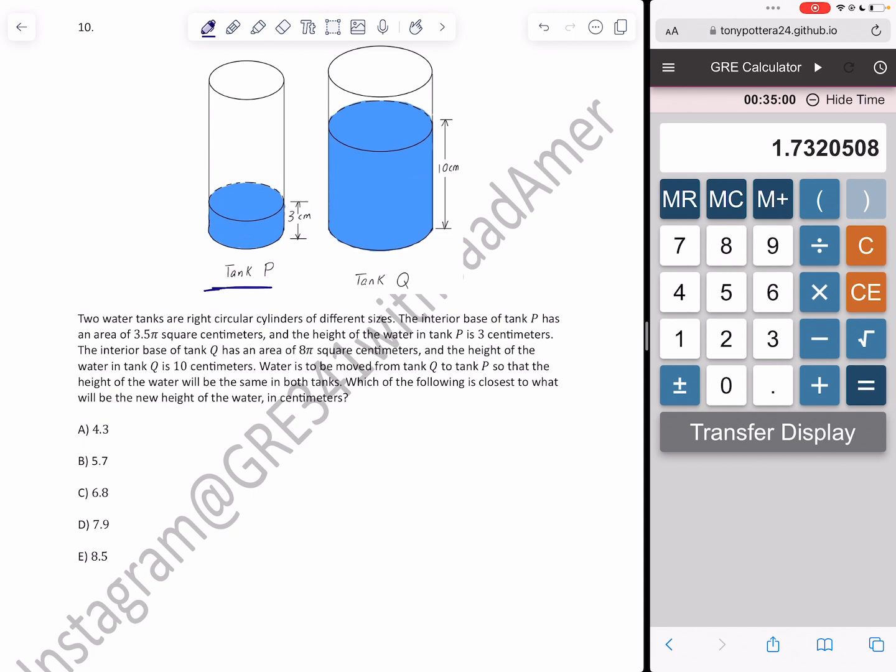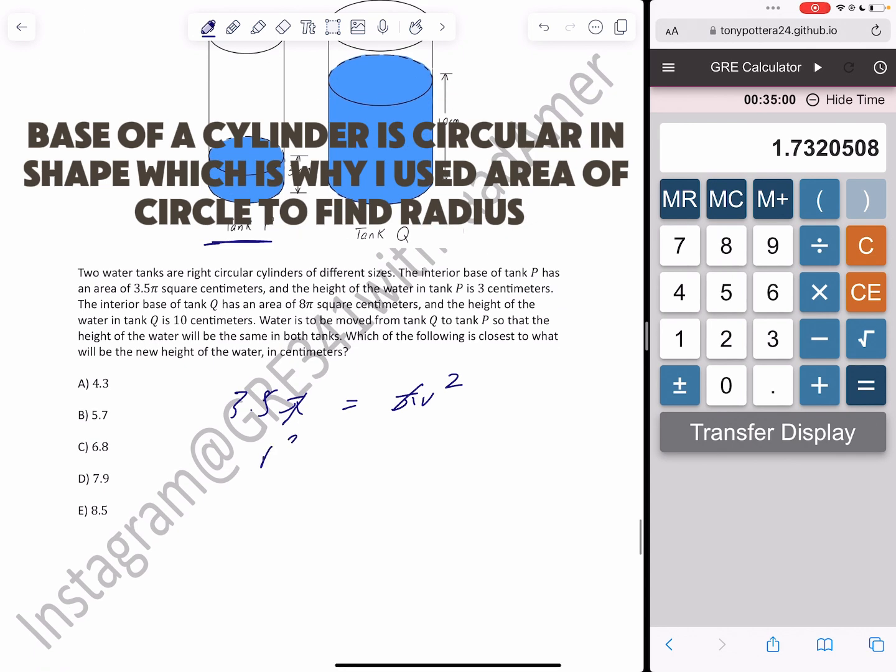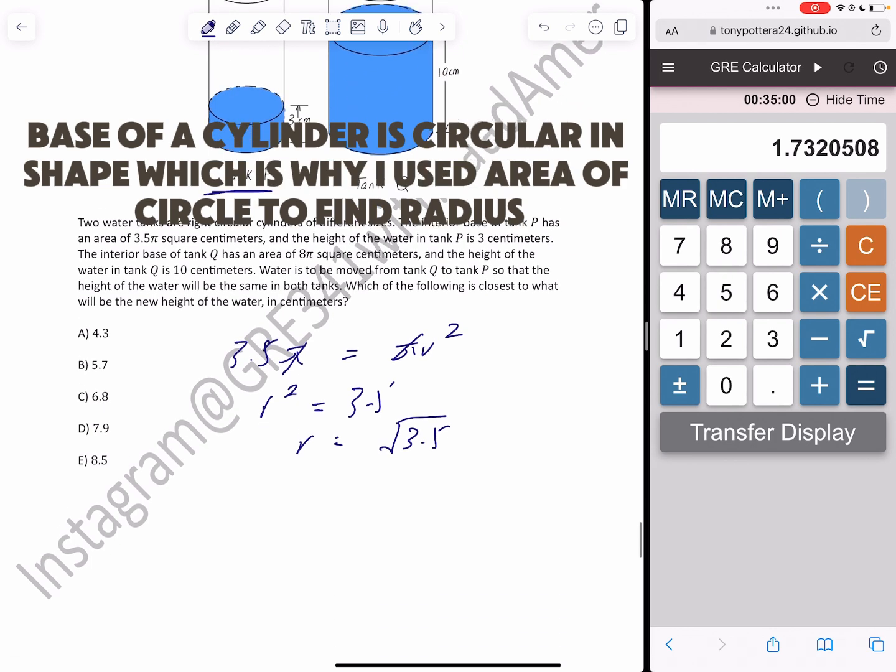Before reading the question further, the interior base area is 3.5 pi, right? I want to calculate the radius before I move forward. 3.5 pi is equal to pi r square. Pi cancels out. R square is equal to 3.5. R is equal to root 3.5. This is the radius of tank P.